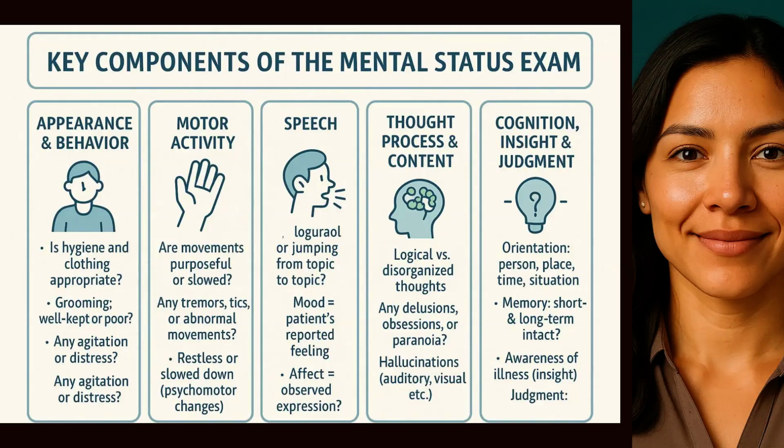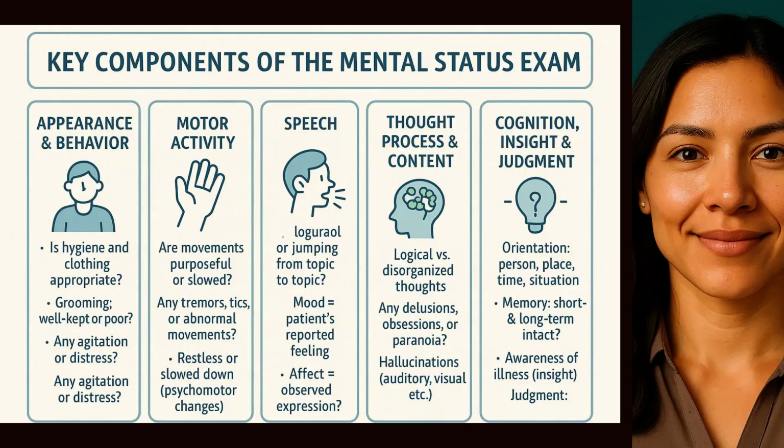Perception. Are they experiencing hallucinations? This is a key question to ask directly. Are you hearing voices or seeing things that others cannot? Cognition. Assess their level of consciousness. Are they alert and oriented to person, place, and time? You also need to check their short-term and long-term memory.